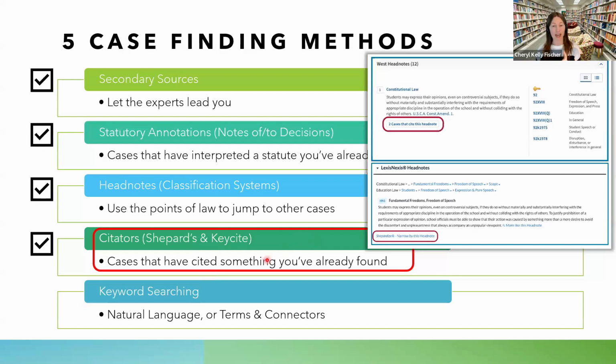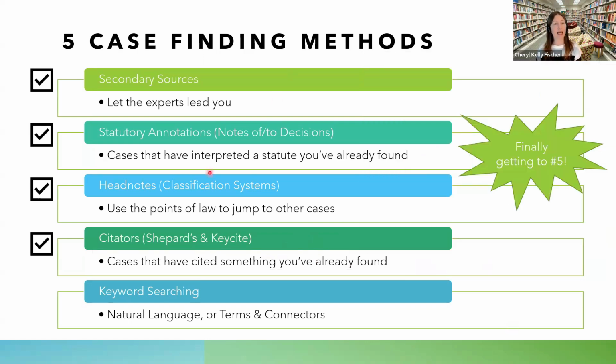So you would find a relevant headnote, and then you would click the citator link below the headnote to use this 4th method. Or you can use the citator without headnotes. You can just use the tab at the top of the case for the citator, and you could get a list of all the cases citing your case for any of its points of law. And finally, the 5th method of finding cases is keyword searching, but we'll get to that within the next video or 2.